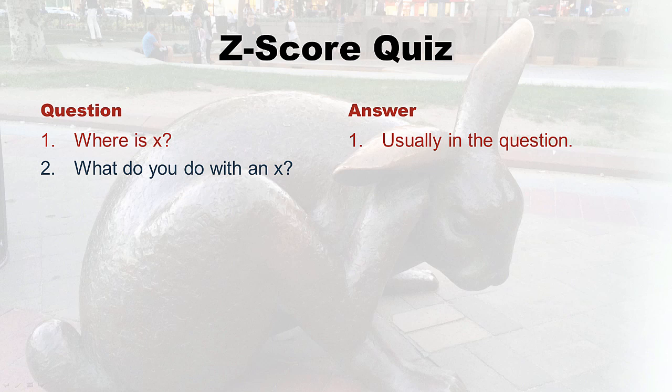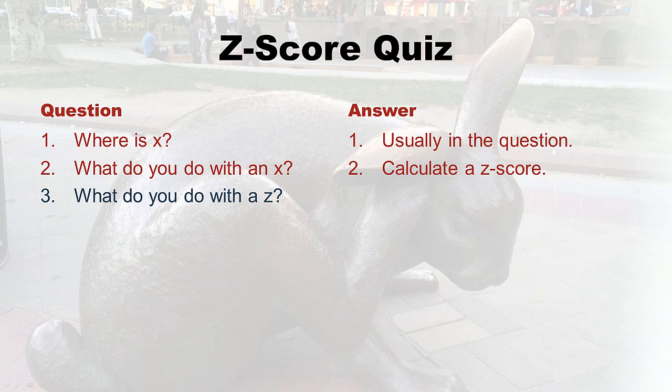Okay, so let's say you find an x, and what do you do with an x? Okay, and you're stuck with an x. Well, usually what you have to do is calculate a z-score. So remember, if you've got an x, you probably have a mu and a standard deviation. You can calculate a z-score out of that. So if you're panicking on a test and you have an x, a mu, standard deviation, just for fun, calculate a z-score and see if it gets you anywhere.